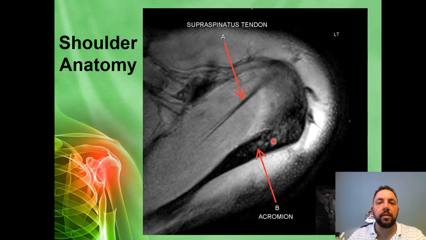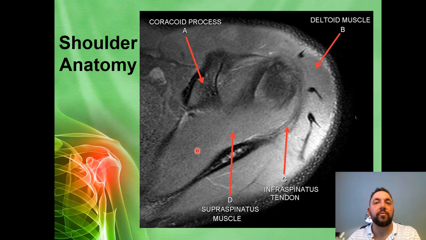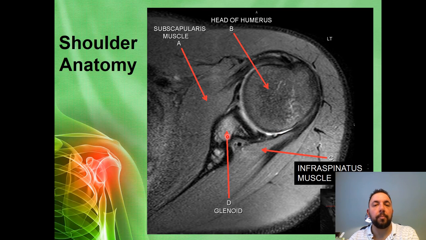So the supraspinatus tendon, the acromion, and we'll move on as we get further down into the shoulder. The coracoid process, deltoid muscle, always laterally located, the infraspinatus tendon, and then the supraspinatus muscle. The infraspinatus tendon is housed in the posterior segment of the shoulder, and this is a proton density fat suppressed sequence in the left shoulder. Head of the humerus, the subscapularis muscle. There's a reason why we're identifying these specific muscular anatomies, the glenoid, and then the infraspinatus muscle.